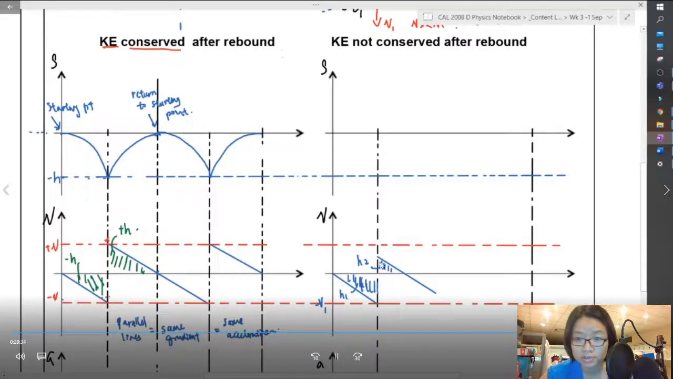So H1 is obviously bigger than H2, because you can't go back to the original height. Compared to the example we discussed just now, where you can go back to the original height because you can go back to the original speed. So you can see this graph on the rebound, but this area is less. Just like this area will also be less.